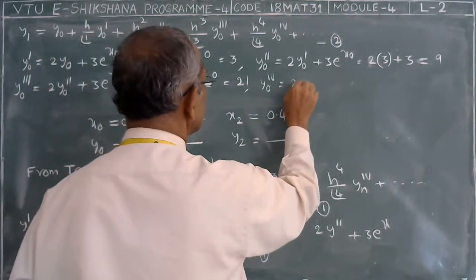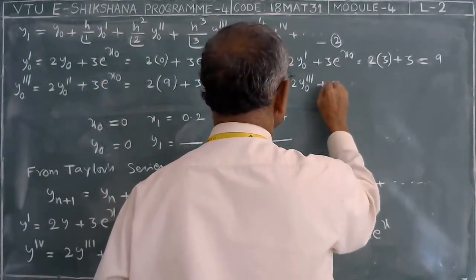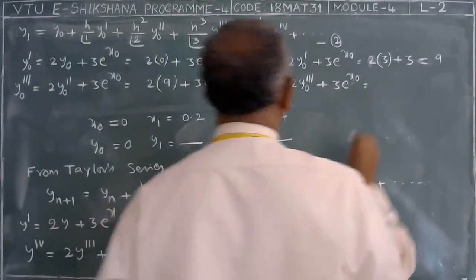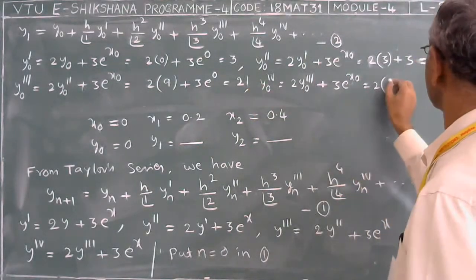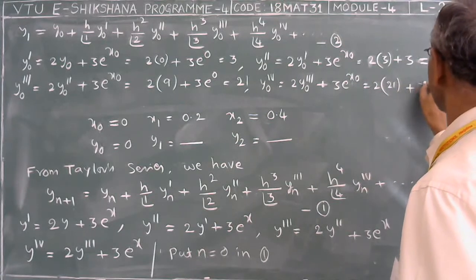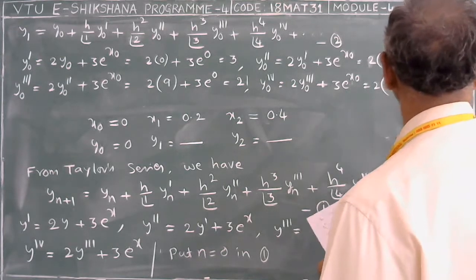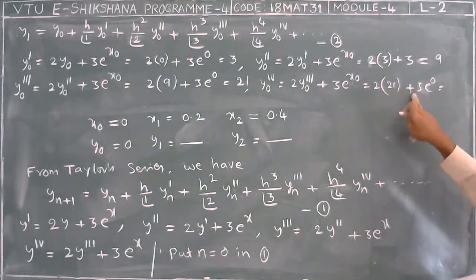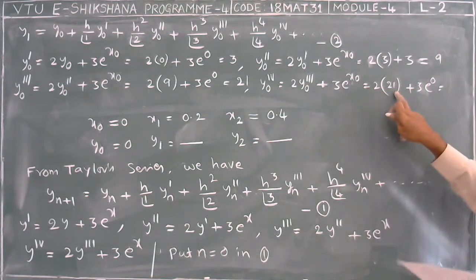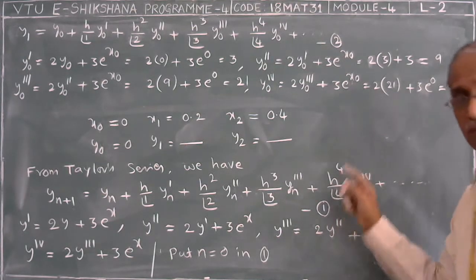2 y naught triple dash plus 3 e power x naught, which is 2 into y naught triple dash. Y naught triple dash is 21, plus 3 into e power 0, and e power 0 is 1. So this is 21 times 2, 42, plus 3, 45. So y naught 4 is 45.